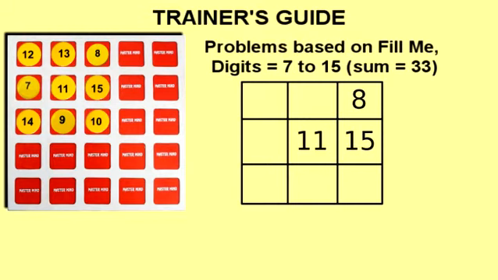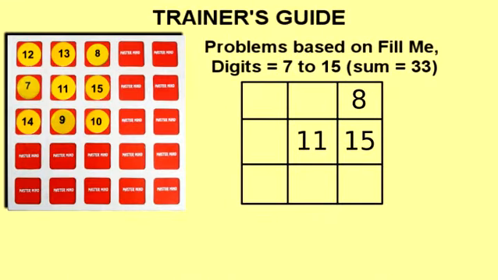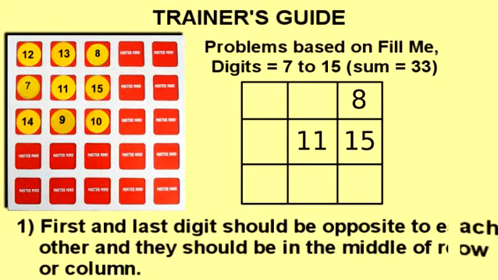This question is based on filmy from digits 7 to 15 and the sum is 33. Let's suppose this is how the student or the kid has completed the grid according to this question. Now we will go again with the set of conditions. Let's see the first condition: the first and the last digits should be opposite to each other and they should be in the middle of a row or column. The first digit is 7. Last digit is 15. They are opposite to each other and they are in the middle of a row or column. That means our first condition is satisfied.